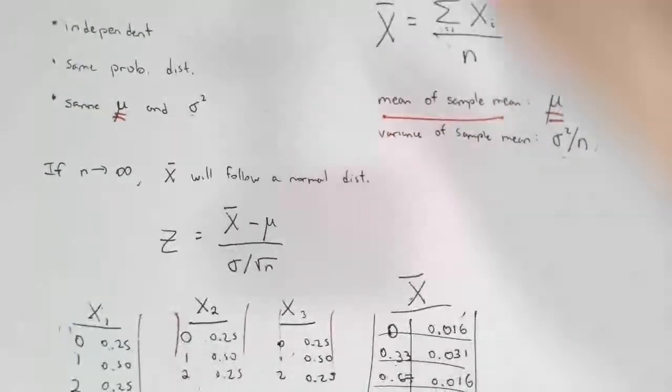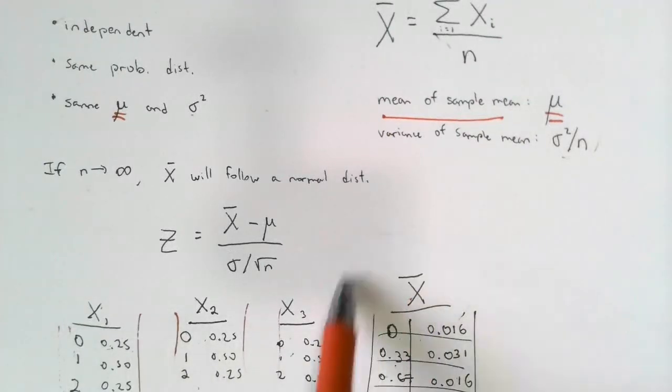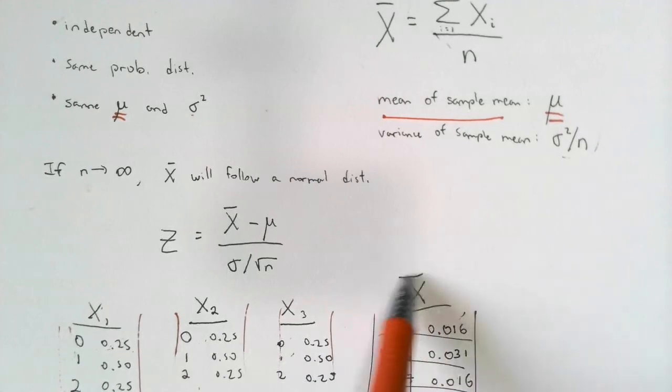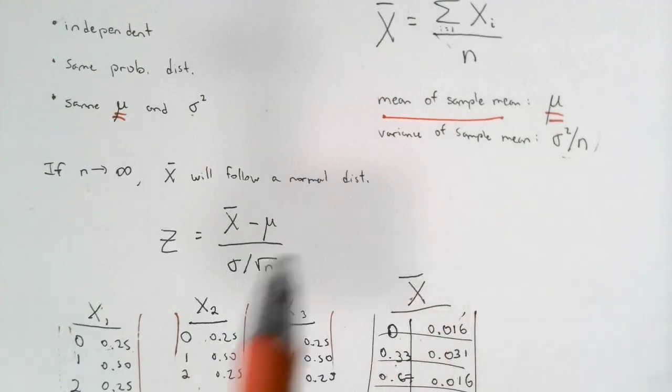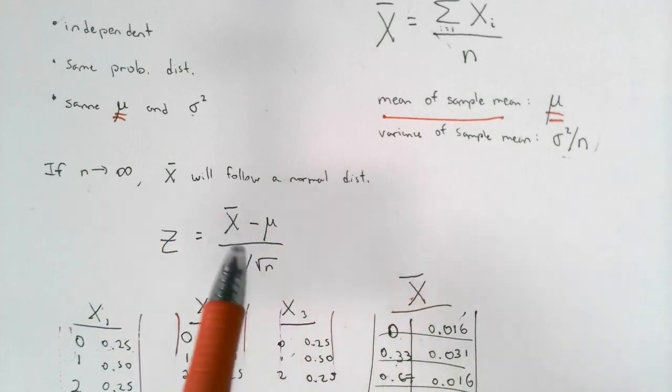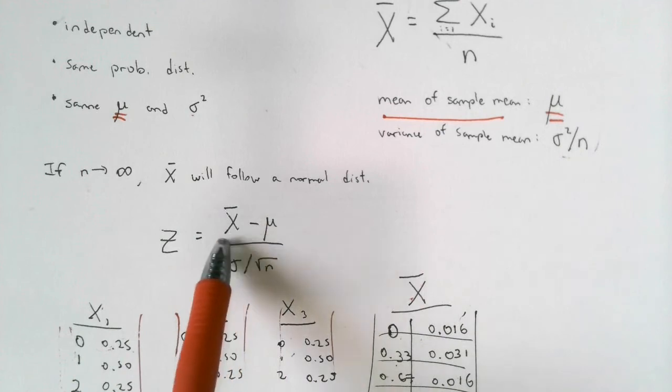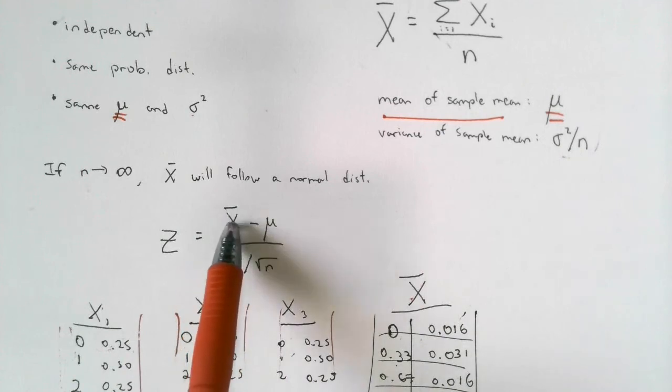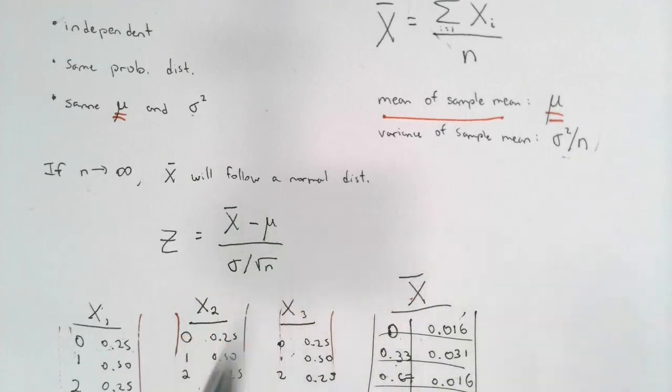So if instead of 3 repeats, we repeat the experiment an infinite number of times, then this variable will actually follow a normal distribution. We can plot it, it'll plot the bell curve. Now, we can standardize that normal distribution with the typical method. We know that we can standardize a normal distribution by taking the value minus the mean divided by the standard deviation.